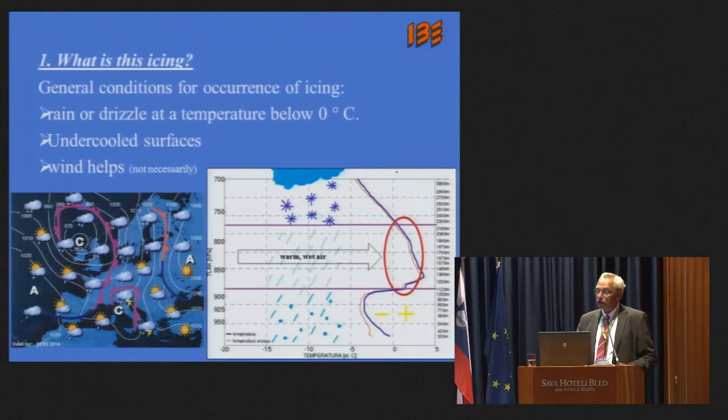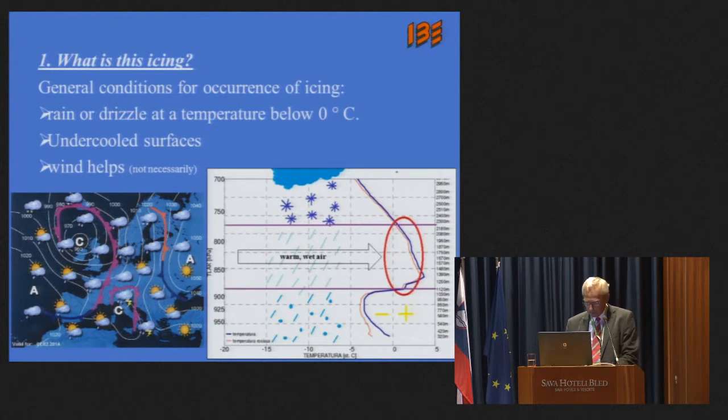So, what is icing? Icing happens in winter conditions. We must have a long period of temperature in the space under zero, so all surfaces become undercooled, with the surface temperature under zero. And in such conditions, a layer of warm, wet air runs into the space.